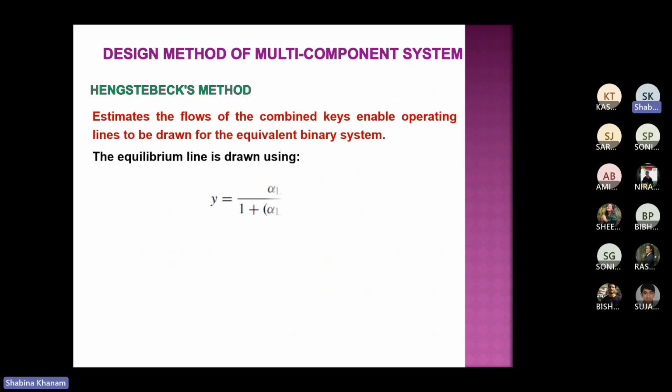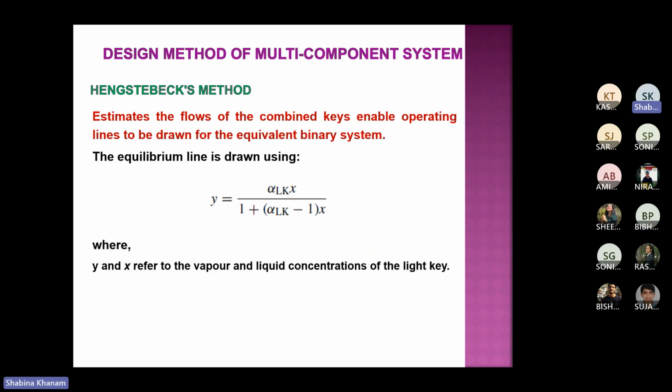The equilibrium line you can draw to follow this, considering different values of x, you can have different values of y. Alpha Lk is the relative volatility of light key with respect to heavy key, and these x and y will refer to the vapor and liquid concentration of light key. The component in vapor and liquid should be light key only.